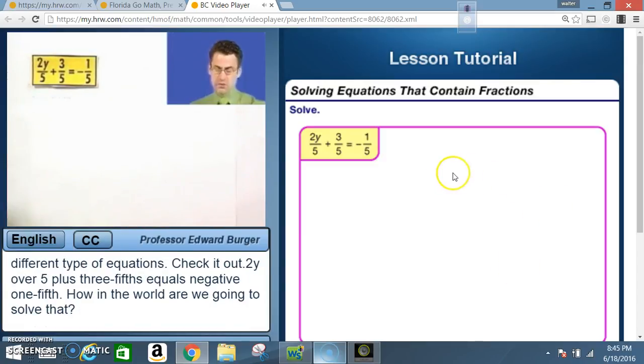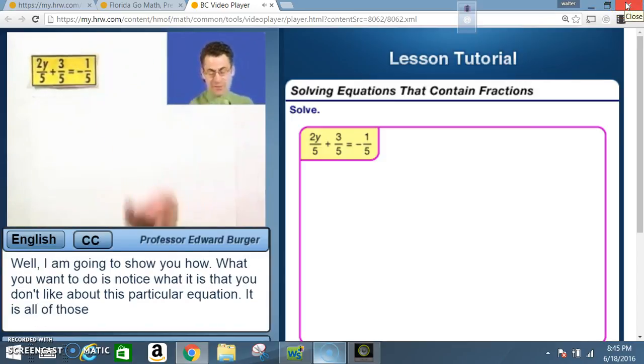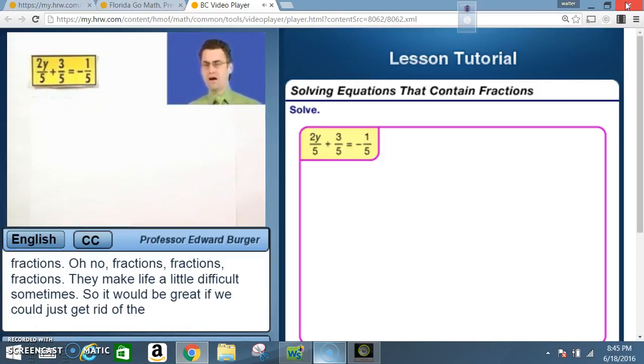Check it out. 2y over 5 plus 3/5 equals negative 1/5. How in the world are we going to solve that? Well, I'm going to show you right now. What is it that you don't like about this particular equation? It's all those fractions. Oh no, fractions. They make life a little bit difficult sometimes.